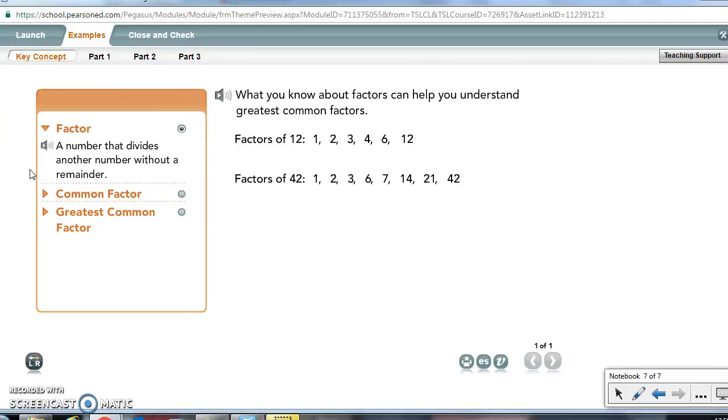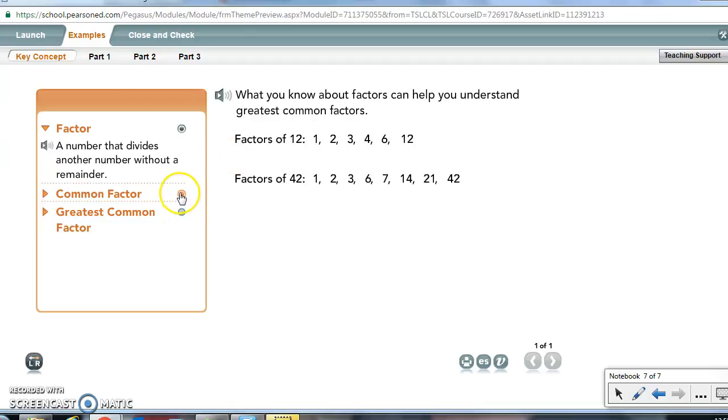So factors of 42. 1 times 42 is 42. 2 times 21 is 42. 3 times 14 is 42. And 6 times 7 is 42. So factors are really important. They're all the numbers you can multiply together to get a certain number. Now, for a few days, I'll let you look at multiplication charts to make sure that you're on the right track, but the goal is for us to not have to use multiplication charts to do this.